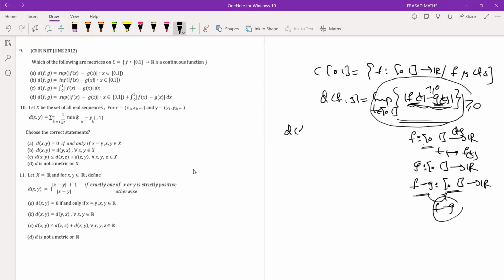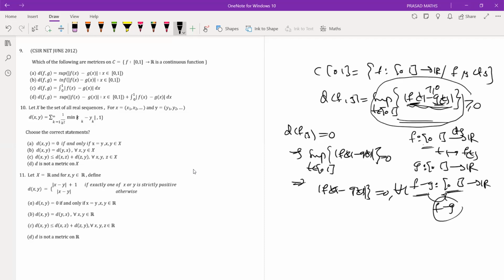So the second property is also trivially true. Whenever the distance between f comma g is 0, that means the supremum of |f(t) minus g(t)|, t belonging to [0,1], is 0. Supremum is 0 if and only if each number sitting inside the supremum is 0 for every t. Whenever the modulus is 0, each member is 0 for each t. That means f(t) equals g(t) for each t.